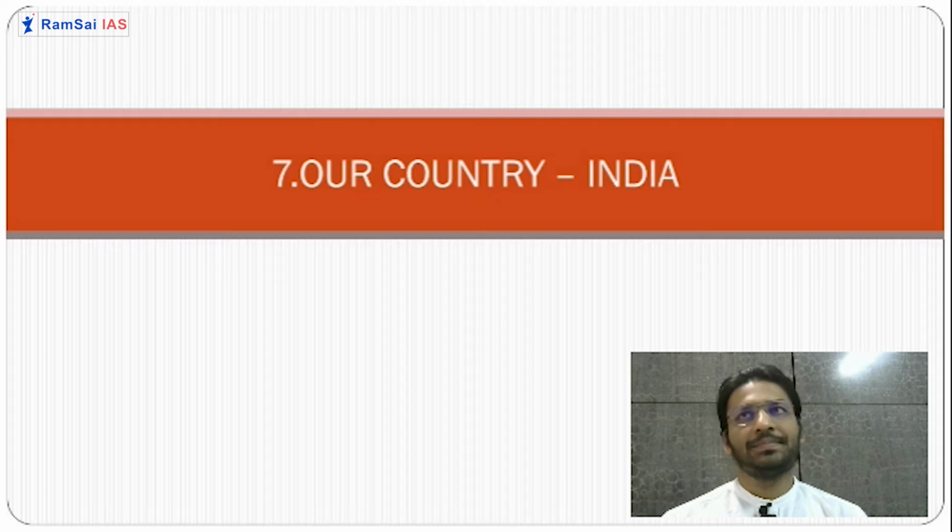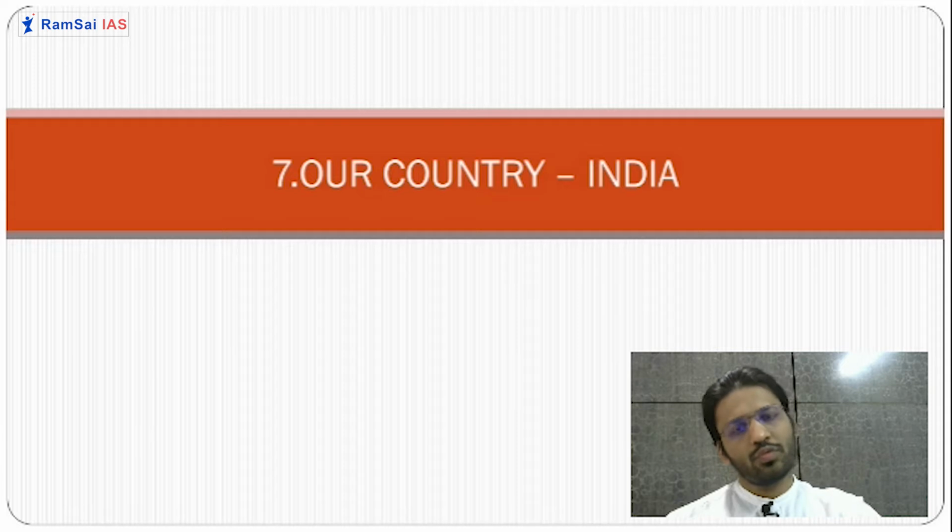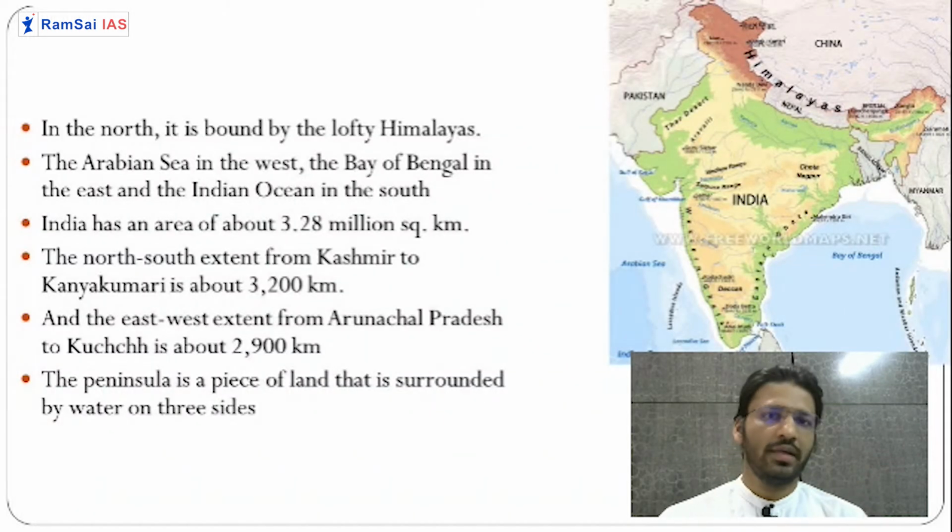So, when we say India, the first thing that comes into our mind is a map of India. The particular shape that we have seen since our childhood comes in front of our eyes. So if you see this map on your screen, what is the overall extent of India?